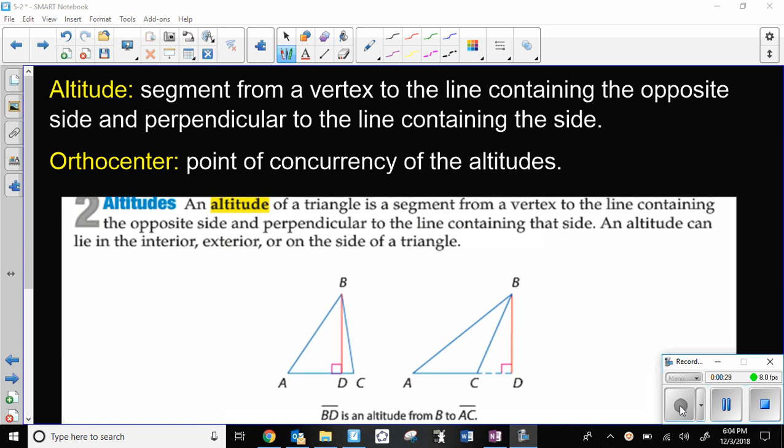And an altitude, if I look at this picture down here, can be described as being perpendicular to a side, so it's perpendicular to this side down here, AC, and going through the opposite vertex, B. That's going to help us understand how to write an equation of an altitude.